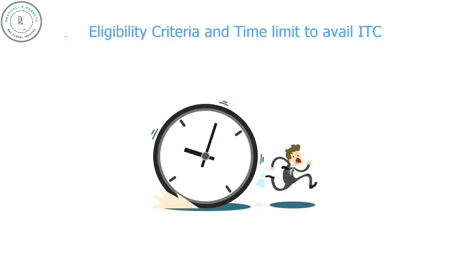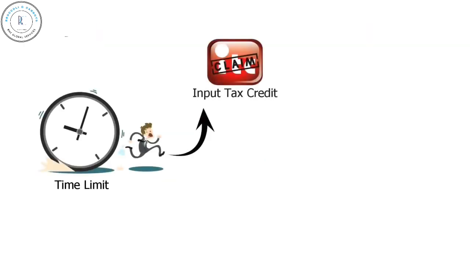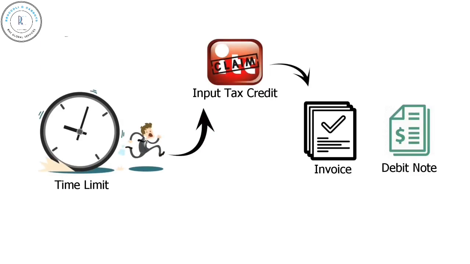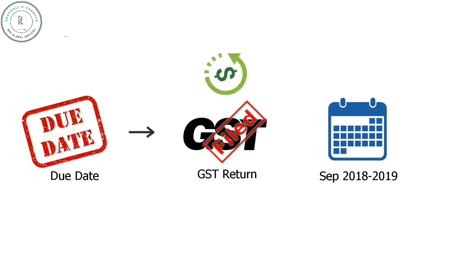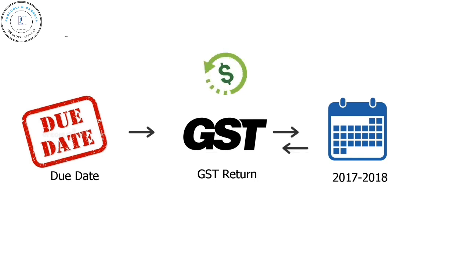Today we shall discuss eligibility criteria and time limit to avail ITC under GST. Time limit to claim ITC against an invoice or debit note is the earlier of the below dates: the due date of filing GST return for September of the next financial year, or the date of filing the annual return relevant for that financial year.